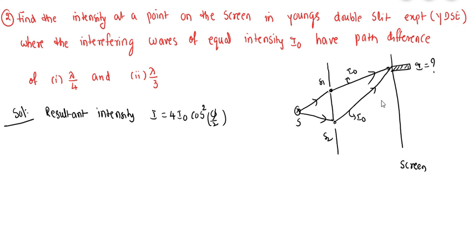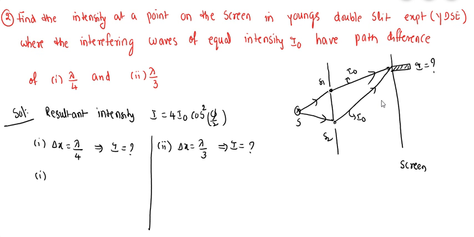Then how to find out the phase difference? There are two questions. First, when the path difference is lambda by 4, what is the resultant intensity? Second, when the path difference is lambda by 3, what is the intensity? Very simple. First, we have to find out the phase difference. For that, we go for the first case.